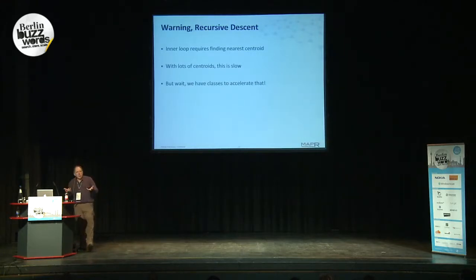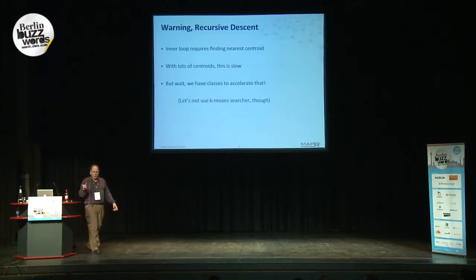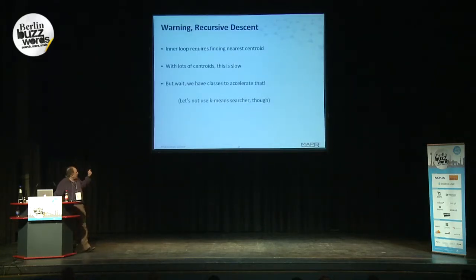And so we have classes that accelerate that search for the nearest centroid. Because the centroids are vectors, they can be clustered just like vectors are, because they are vectors, and they can also be searched for just like vectors. And so we use those other classes. We, of course, do not use the k-means searcher to find the k-means cluster, because this talk is only 40 minutes. So that's what the clustering stuff is, and we have high hopes for this.